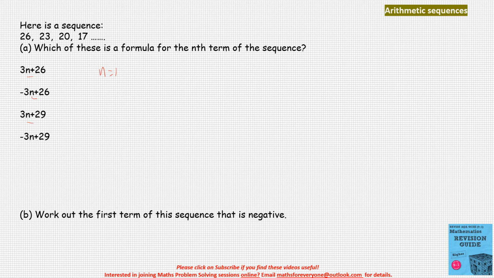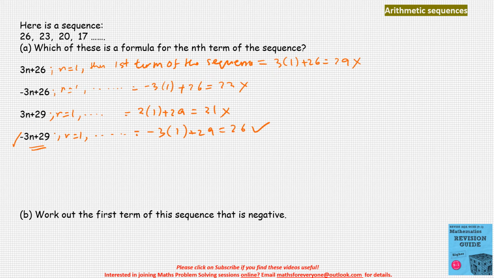and work out what the first term comes to, you will see it's not 26 for all of them. For only one of them it will be 26. So whichever one gives 26, that will be your correct nth term of the sequence. Okay, so that is the way to do this. So what I do is this.